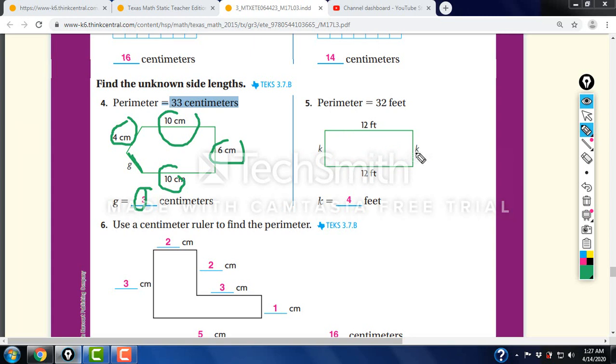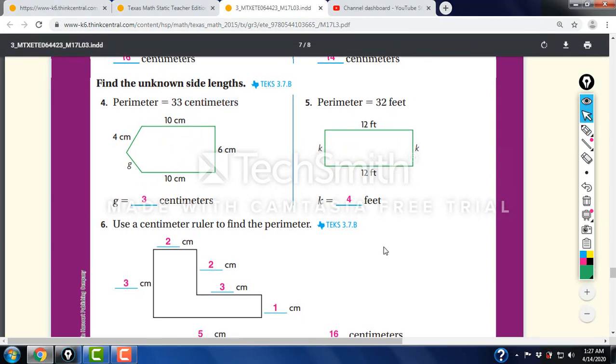Same thing with this one. You know these two are congruent. You know the perimeter is 32 feet. You add these, 24, you subtract it from 32, and then you divide it by 2 because you have 2. That's the biggest area for getting it wrong, dividing it by 2 because you have 2 here.